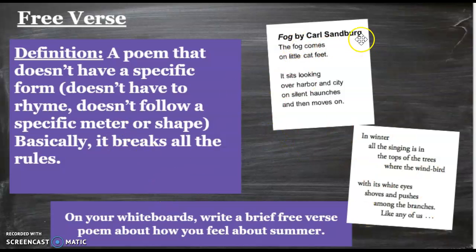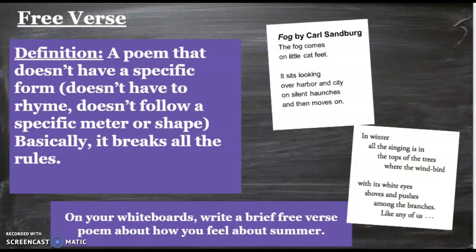So this one's called Fog by Carl Sandburg. The fog comes on little cat feet. It sits looking over harbor and city on silent haunches and then moves on. So there's really no rhythm there. There's no rhyme. But it's a really cool poem, right? It talks about that fog and compares it to that cat. So it's just an option that you have as a writer and as a reader to talk about poetry in a different way.